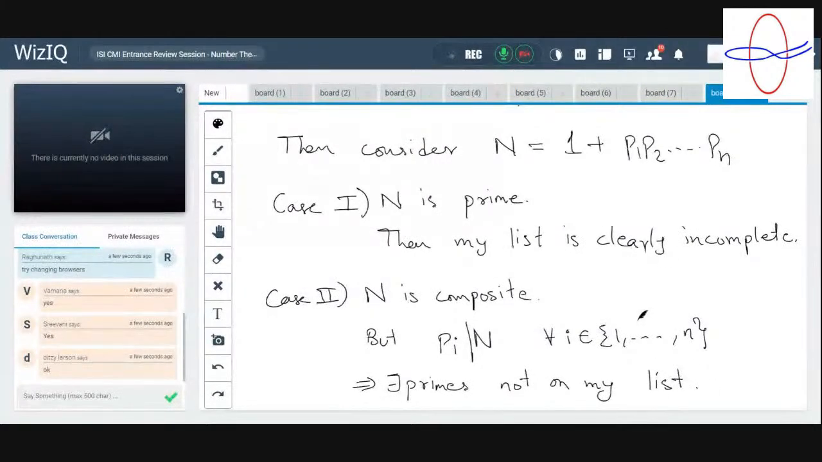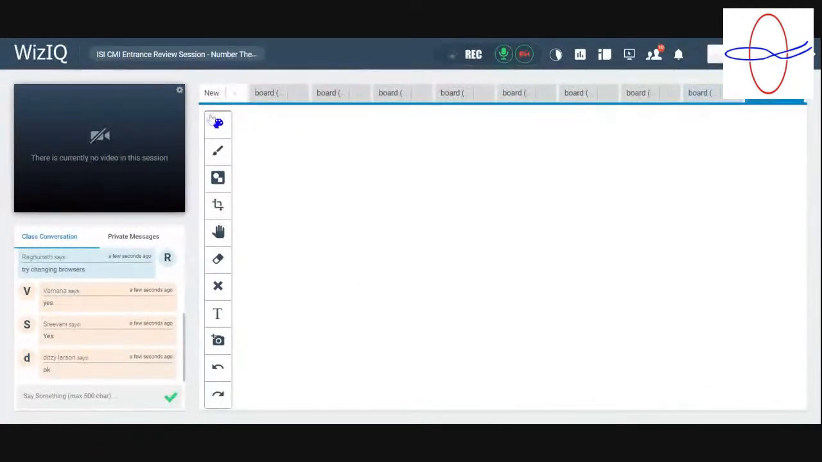And since this argument can be repeated as many times as I'd like, this implies that the list of primes has to be infinite, of infinitely many elements. Okay.